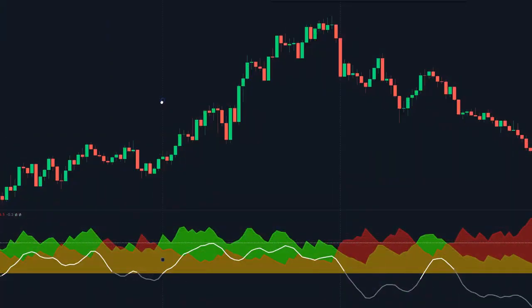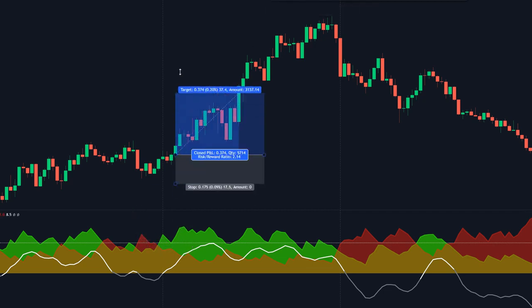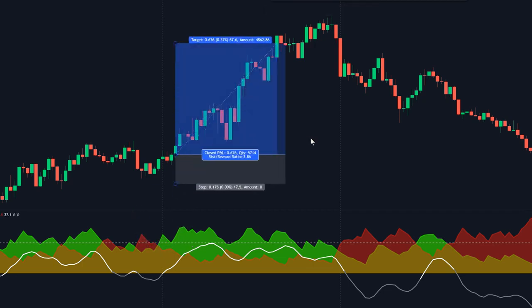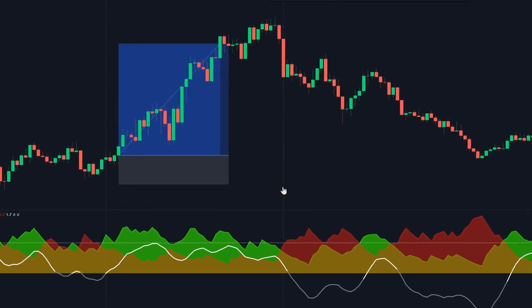One method that we can use to trade with this indicator would be to enter a long position as soon as the green area goes above this white line. On the other hand, for a short position, we would need to wait for the red area to get above the white line, and then we enter our short position.